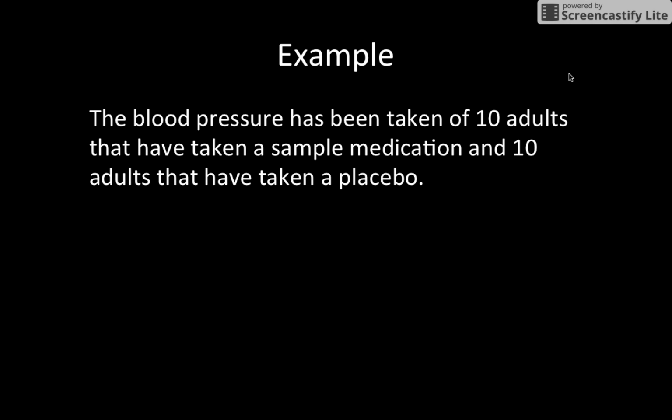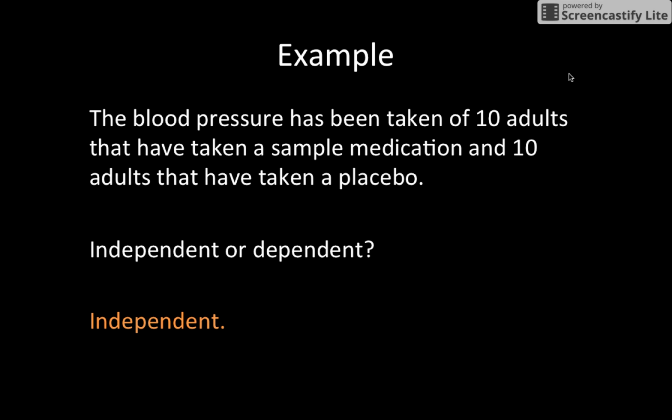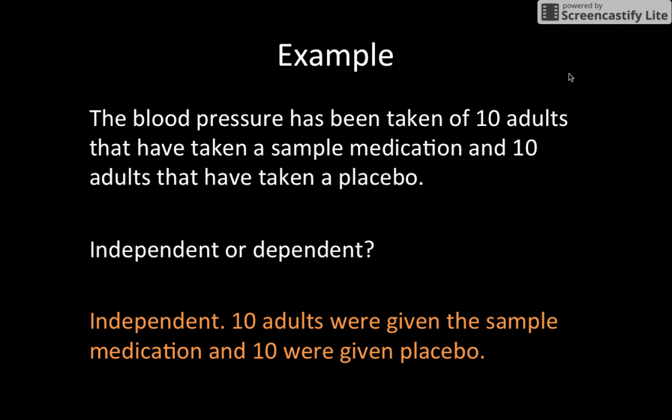Another example is the blood pressure has been taken of 10 adults that have taken a sample medication and 10 adults that have taken a placebo. Is this independent or dependent? This is independent because 10 adults were given the sample medication and 10 were given the placebo.